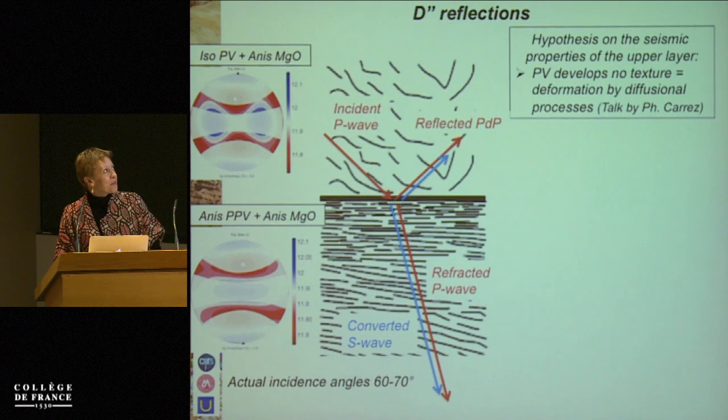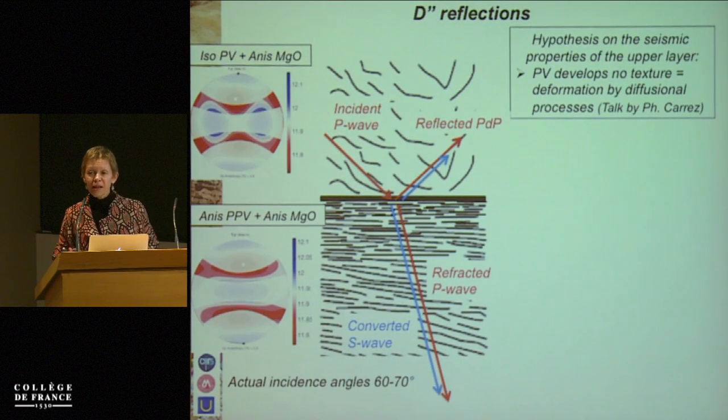And then, just a quick look at the D double prime reflections. In this case, the waves we are using have a very limited incidence angle also, mainly around 60 to 70 degrees. And so what I have to do is to compare what is above and below for this incidence angle. For this, I have to make an assumption on how the textures and seismic properties are in the upper layer. So the hypothesis I made in the model I'm showing here is that bridgmanite develops no texture because it's deforming by dislocation climb, okay? That's following what Philippe just told.